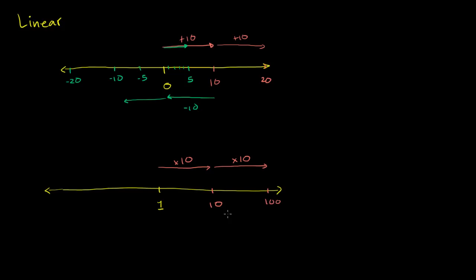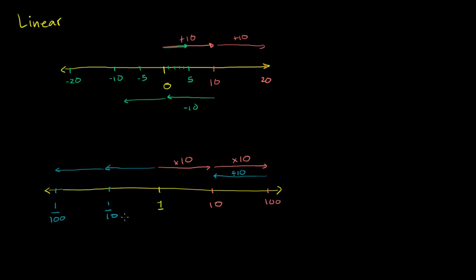And I think you can already see the difference that's happening. And what about moving to the left that distance? Well, if we start at 100 and move to the left that distance, what happens? Well, I divide by 10. 100 divided by 10 gets me 10. 10 divided by 10 gets me 1. And so if I move that distance to the left again, I'll divide by 10 again. That would get me to 1/10. And if I move that distance to the left again, that would get me to 1/100.